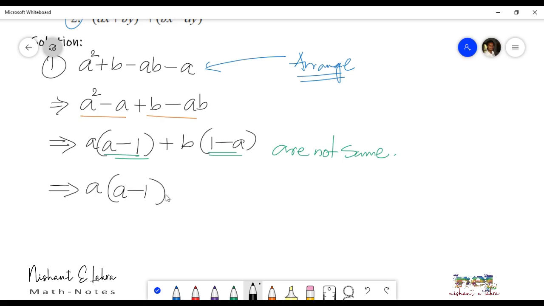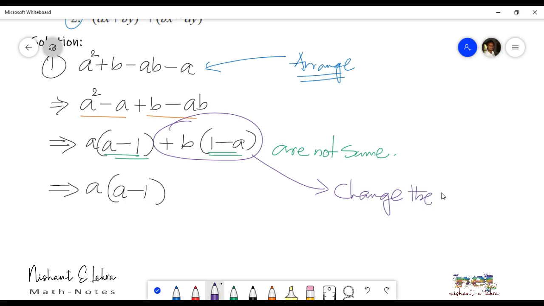Let us write down the first term, that is a into a minus 1 in brackets. Now look into how I solve the second part, b into 1 minus a in brackets. What we have to do is change the signs. After we change it, it will be converted into the same pair as in the first bracket. So how do we write it? Minus b, and in brackets plus 1 changes to minus 1 and minus a changes to plus a.